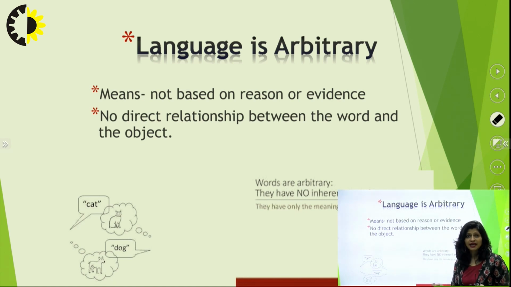But once it is selected to refer to a thing in a particular way, then it comes to stay as such. Then there is no change. So there is no direct relationship between the word and the object. So it is arbitrary. There is no reason. And had the language not been arbitrary, then there would have been only one language in the world. This is the feature why we have so many languages, right? Because of this feature.